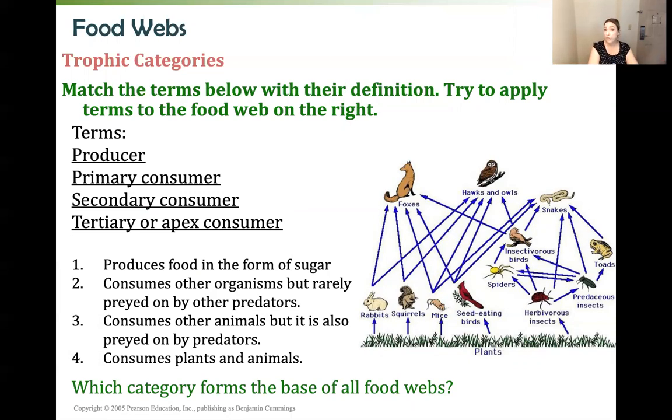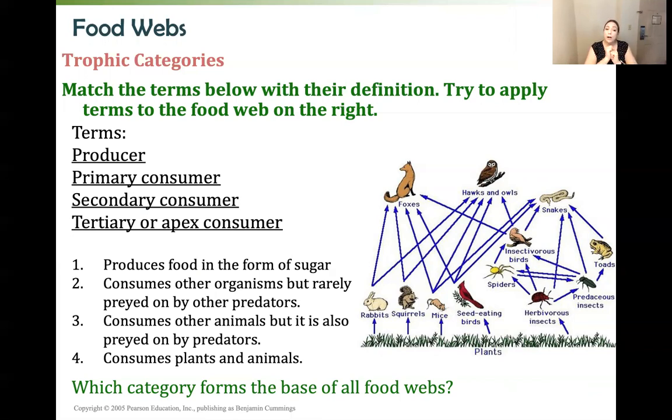Now, hopefully you've heard of these terms: carnivore, omnivore, herbivore. So a carnivore exclusively eats other animals. And an omnivore eats plants and animals. Humans are omnivores for the most part. Herbivores eat vegetation. Okay, so we know where the producers produce food in the form of sugar, and they do that by taking in sunlight.